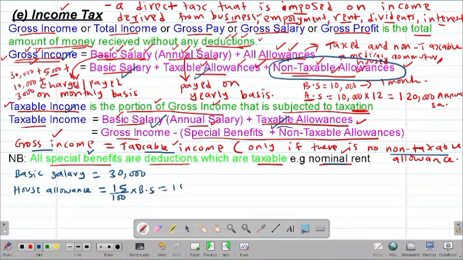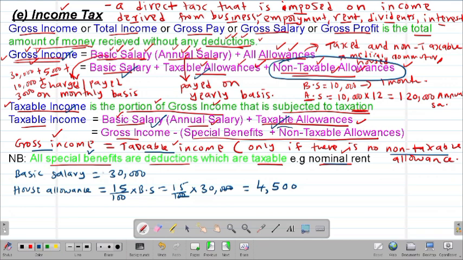So if you take 15% of the basic salary, which is 30,000, of course two zeros will cancel out. So this one will give you 15 times 3, that is 45. So this will be 4,500. So it means that this particular person will be enjoying a house allowance of 4,500 from the government.